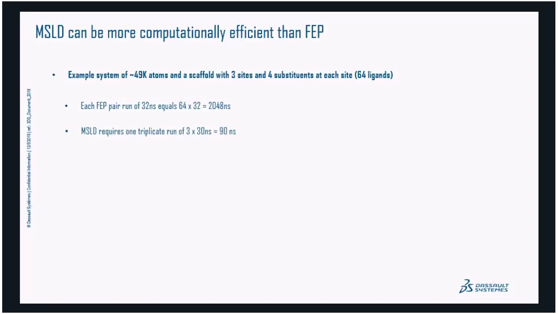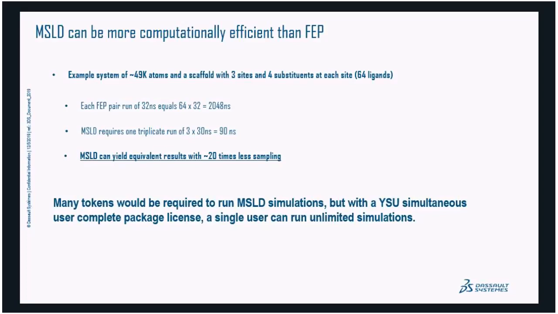While in contrast to MSRD, you can just do a triplicate run, so 3 MSRD production trajectories of say about 30 nanoseconds apiece. So you're going to have only about 90 nanoseconds of simulation to obtain reliable delta G values for all 64 ligands. So we can say that MSRD can yield roughly equivalent results, which I'll get into in the next slide, with about 20 times less sampling.